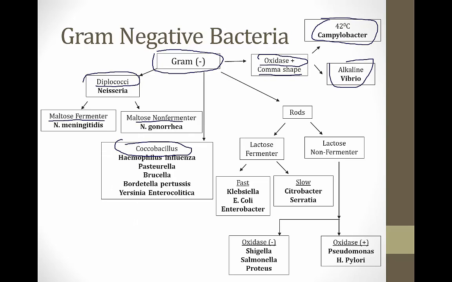One of the most common shapes for gram-negative bugs is gram-negative rods, and we separate those by whether they ferment lactose or not on MacConkey's agar. I'll talk about that in a minute. Among those that can ferment lactose, there are so-called fast fermenters like these ones here and slow like these ones here. We'll talk about what those mean. And then once you know that something doesn't ferment lactose, the next test that's usually done is the oxidase test. And if it's positive, it's Pseudomonas or H. pylori, and if it's negative, it's one of these bacteria down here.